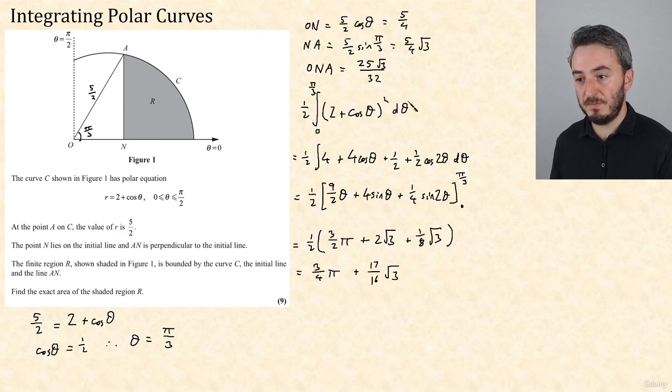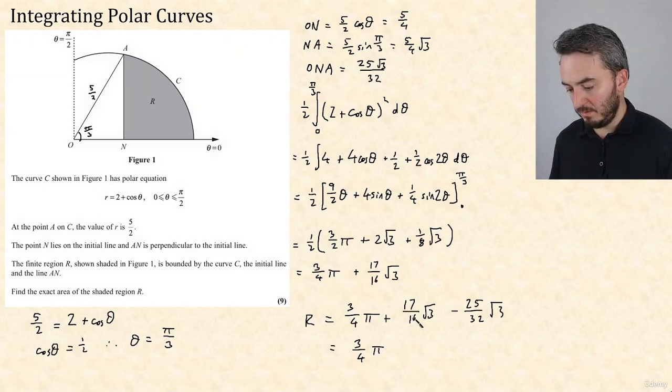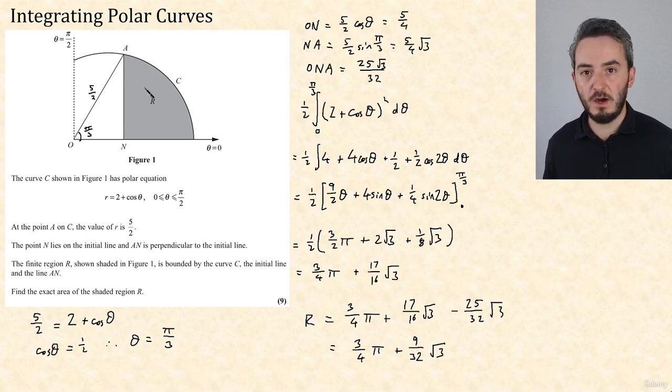And so my final answer is simply going to be this integral that I've just computed minus the triangle. So the area of R equals 3/4 pi plus 17 over 16 root 3 minus 25 over 32 root 3, giving me a final answer of 3/4 pi. Then 17 over 16 minus 25 over 32 gets me 9 over 32 root 3. And so there is my area for R.